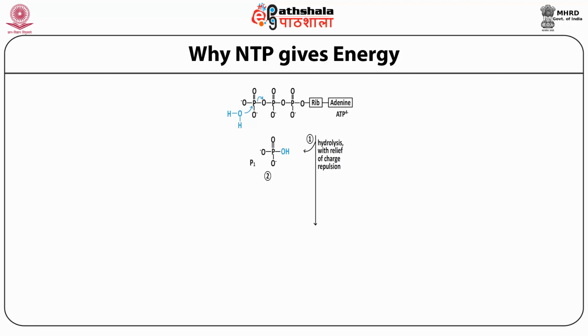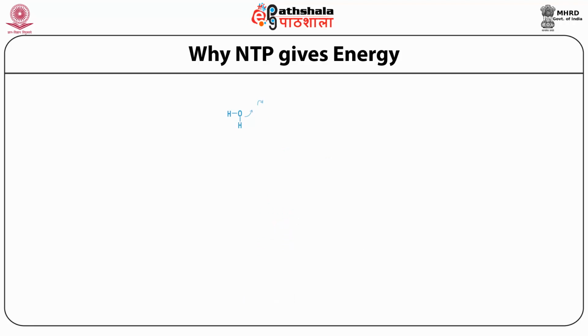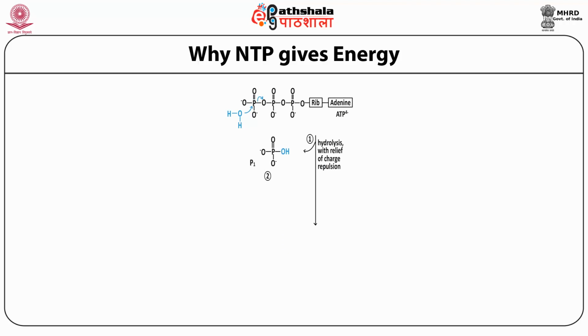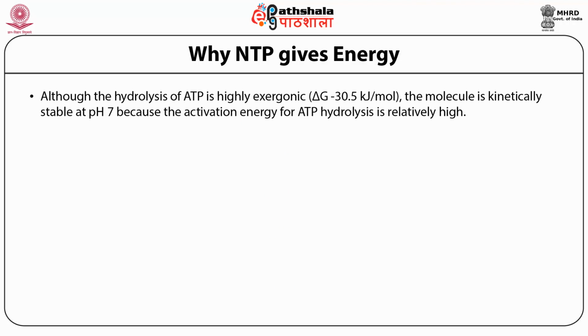At the same time, although you cannot see it here, the product has 2, so the solvation layer is more. So you can say the solvation energy is also more for the product. So products are better solvated than reactants. So all these four factors make this ATP hydrolysis highly exergonic.